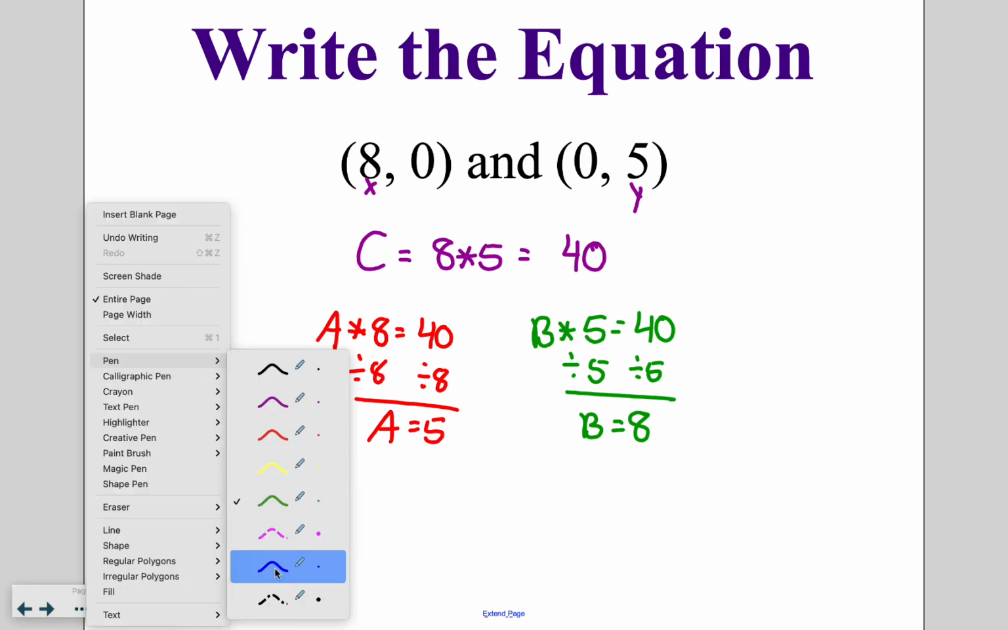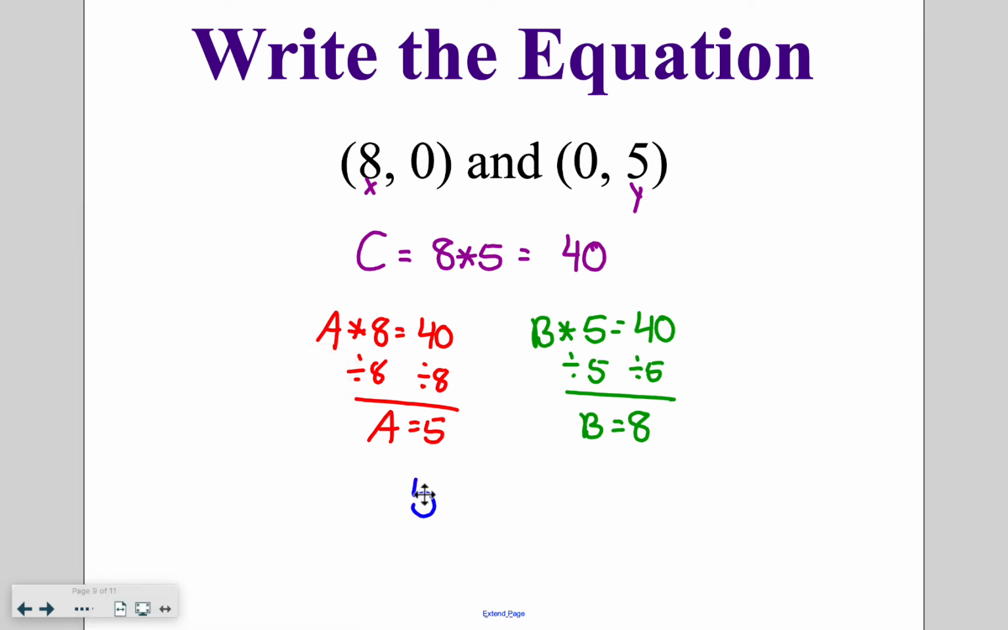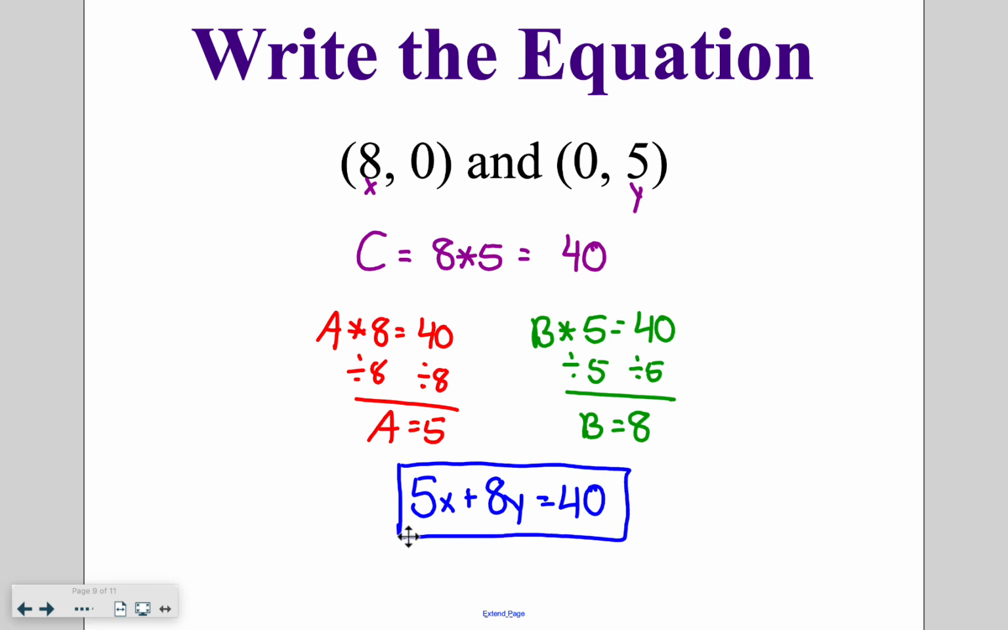So when I go to write it in standard form, I have 5x, because that's my a, plus 8y, because that's my b, is equal to c of 40. A in front is already positive, so I do not have to do any sign changing.